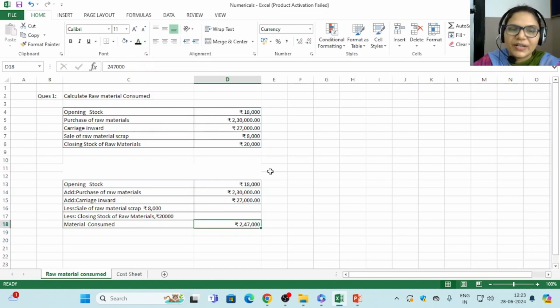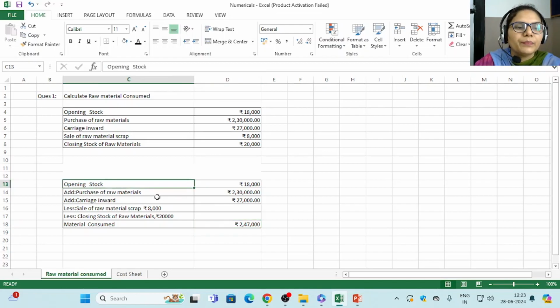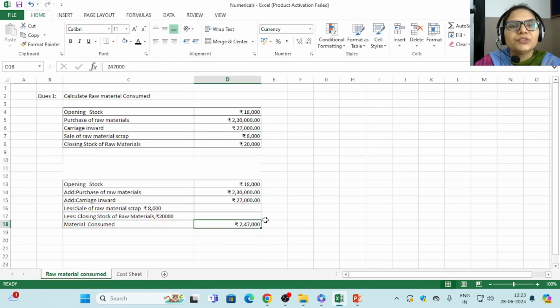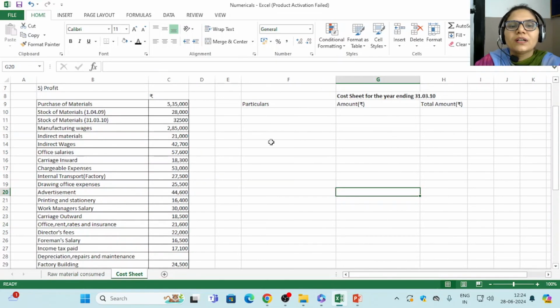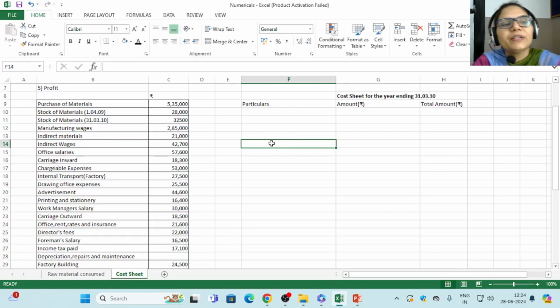I will summarize the numerical again. Opening stock plus purchases plus carriage inward. From this value, we will deduct 8,000 scrap value. We will deduct the closing stock of raw material value, and finally we will arrive at material consumed, that is rupees 2,47,000. So this is a very basic concept we have tried to solve here, which will be helpful in solving the practical aspects related to cost sheet. Now moving on further, we will take up some practical problems related to cost sheet.